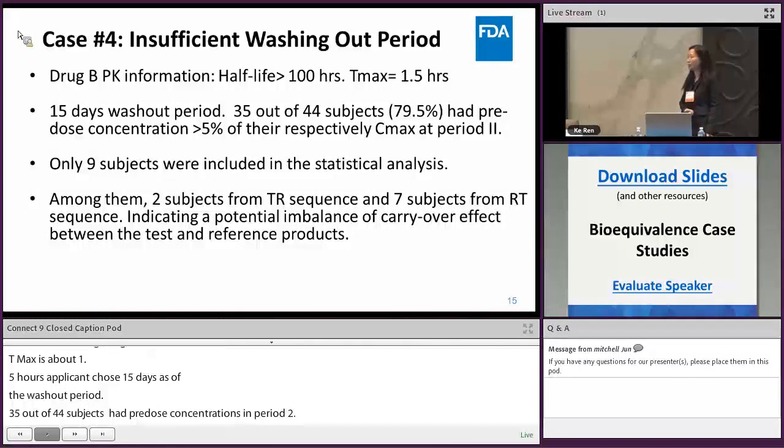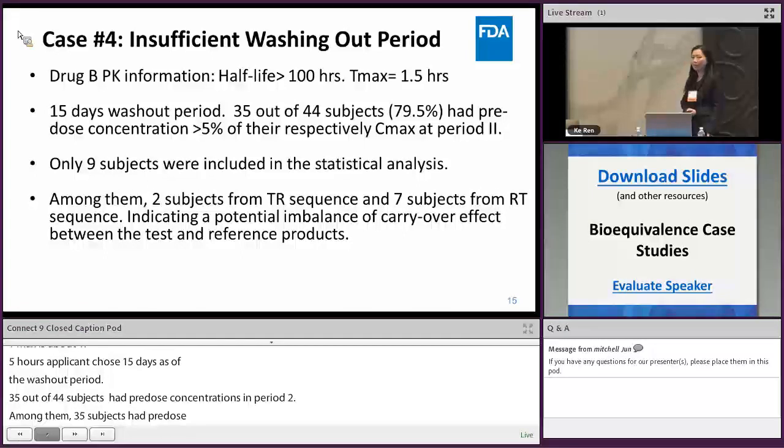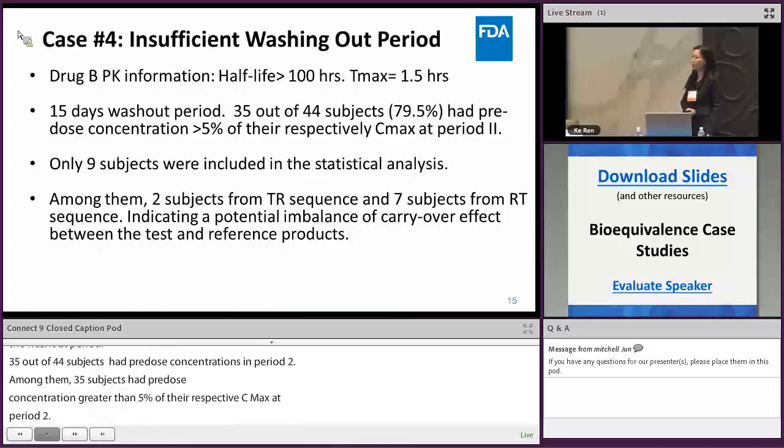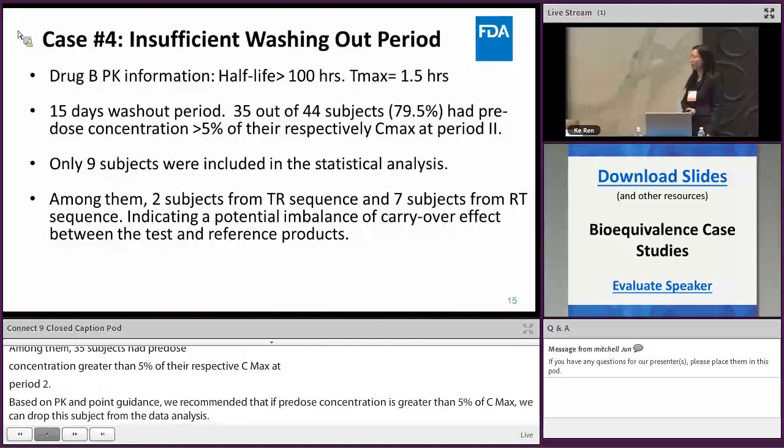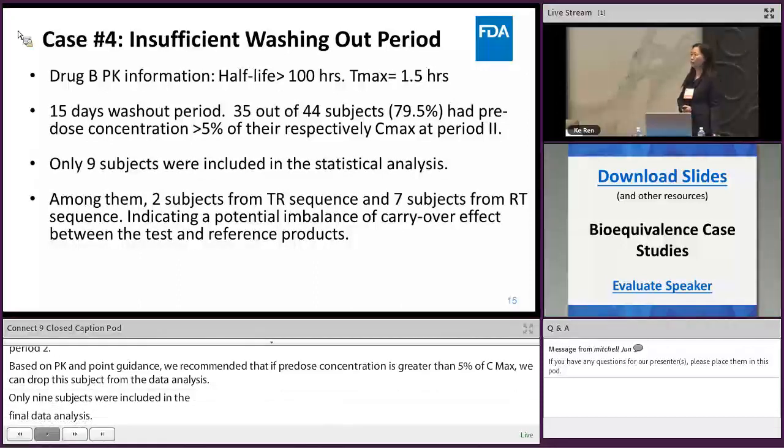Cmax at period 2. Based on the PK endpoint guidance, we recommended that if pre-dose concentration is greater than 5% of the Cmax, we can drop this subject from the data analysis. Only 9 subjects were included in the final data analysis. According to the bioequivalence statistical guidance, a minimum of 12 subjects should be included for the BE determination.